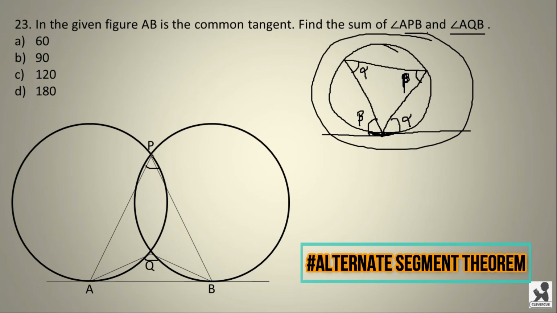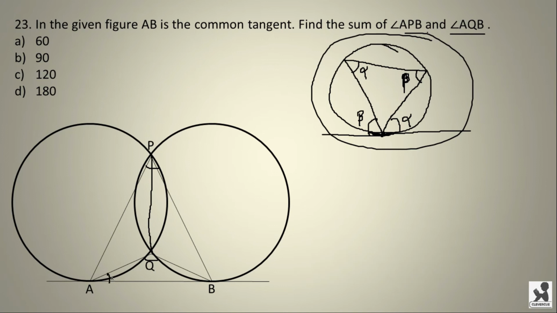Now to solve this question, let us join this common chord. PQ will be the common chord to both circles. Take this as alpha, then leave this angle and this angle will be alpha. Now consider QBA as beta. This angle is alpha and this angle is beta. And now again leave one angle and the next angle will be equal to beta. So this angle will be beta.